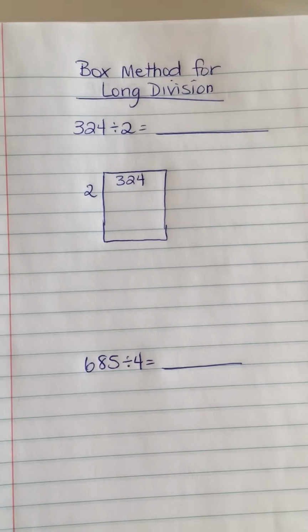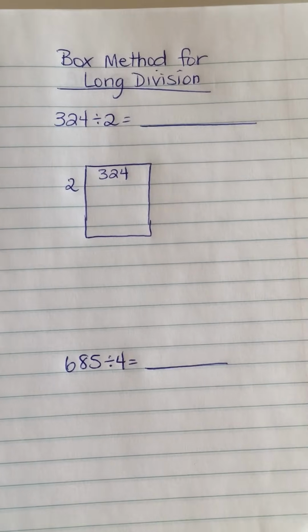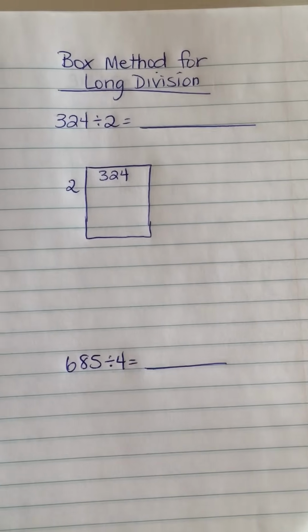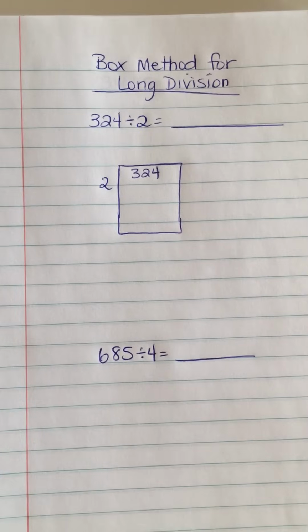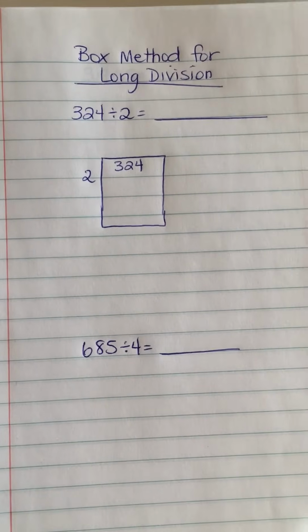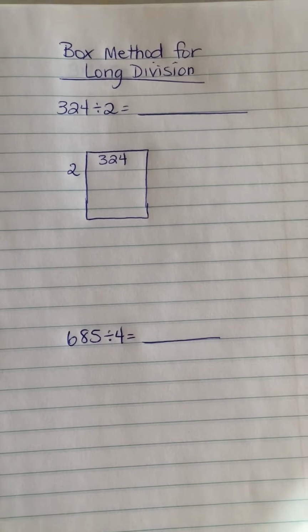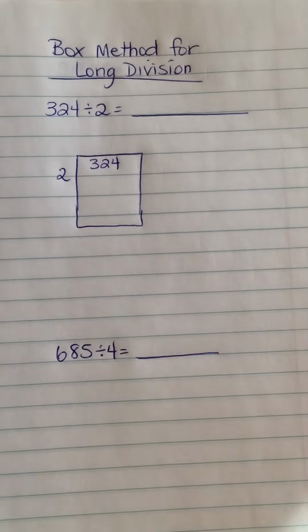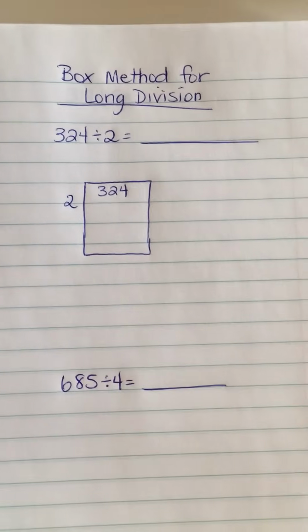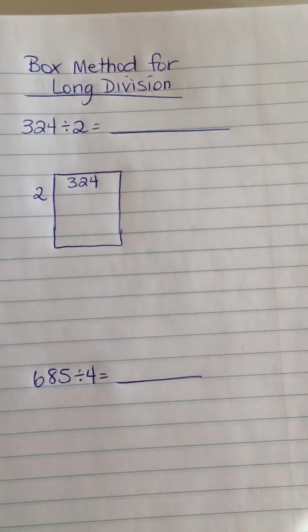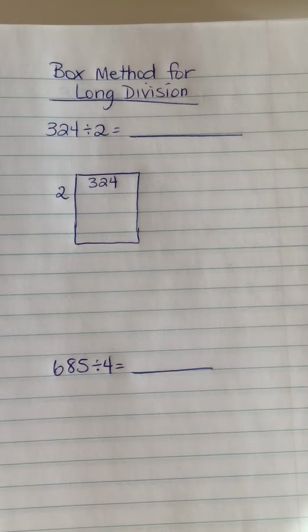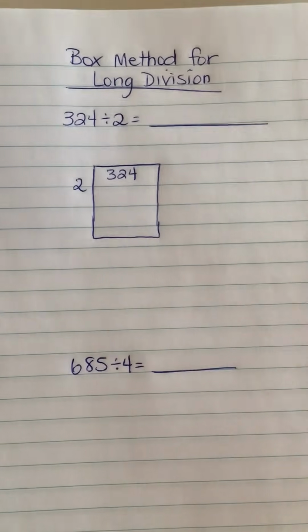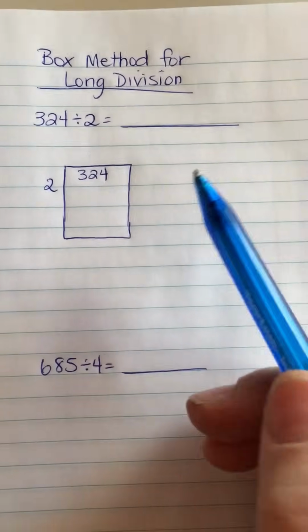I want to tell you about the box method for long division. Some teachers also call this the area method for long division. It is an alternative to traditional long division. If you are teaching the partial quotient strategy, which I highly recommend, it's a mental math based approach, this is a great introduction to the partial quotient strategy just because there are a lot of similarities. So basically what we're doing is we're subtracting. We're using subtraction in order to complete our division equation.